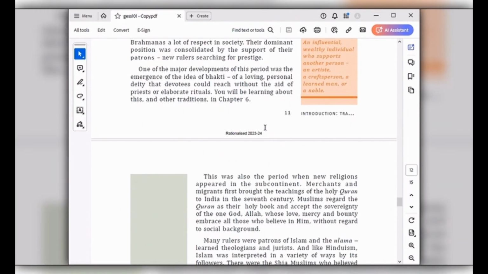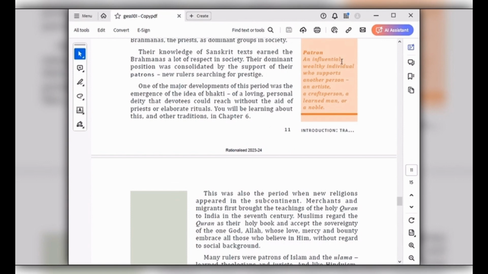Please note down the definition of patron, children. Patron is an influential, wealthy individual who supports another person, an artist, a craftsperson, a learned man, or a noble. One of the major developments of this period was the emergence of the idea of bhakti, of a loving, personal deity that devotees could reach without the aid of priests or elaborate rituals.